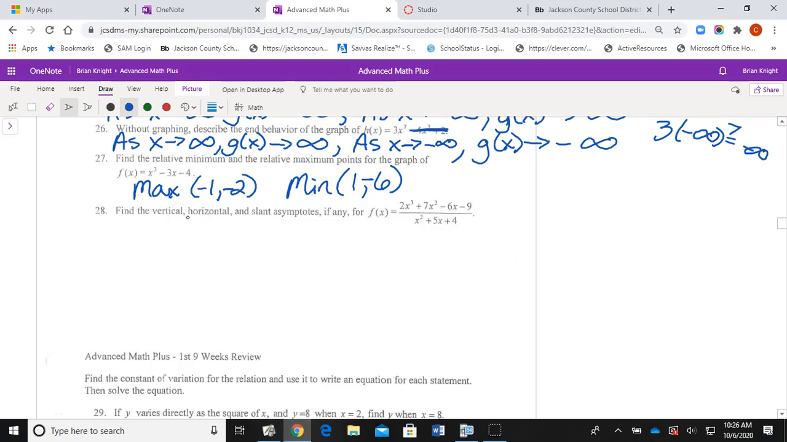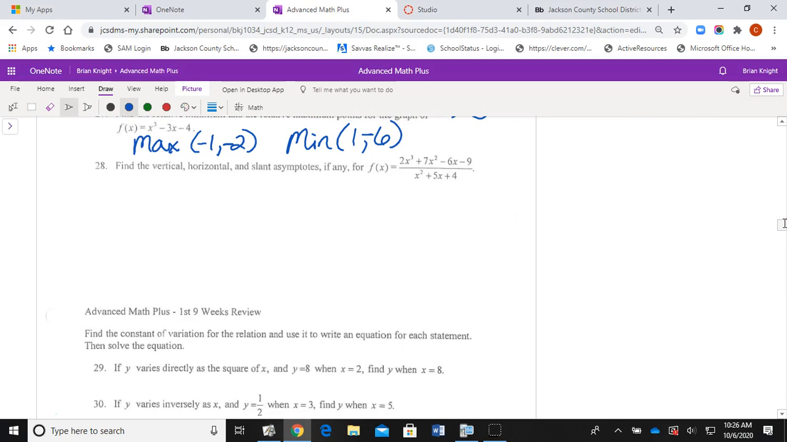Find the vertical, horizontal, and slant asymptotes. Remember, can you have all three at one time? You cannot. The most you can have at one time is 2. Since the degree on the top is bigger than the degree on the bottom, we cannot have a horizontal asymptote. So it's just going to be the vertical and the slant.